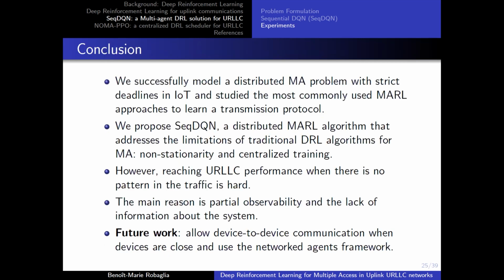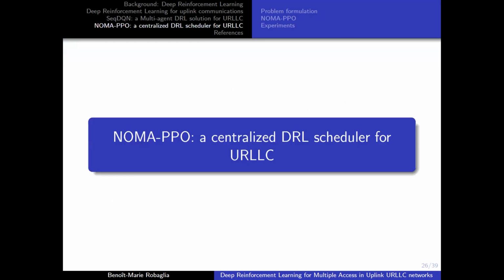So the conclusion is that, to go very fast, we managed to learn something, but in periodic traffic. If we have, for example, Poisson arrivals and more complicated traffic, there is not much in the traffic patterns to be learned, and we need to improve observability, for example, by allowing devices to communicate with their neighbors.